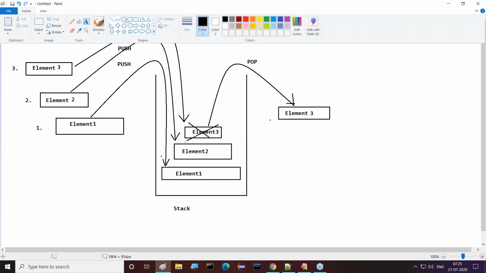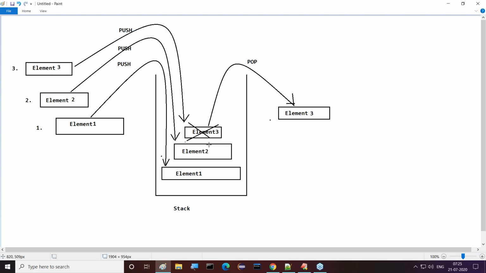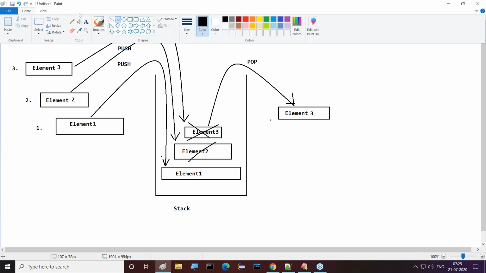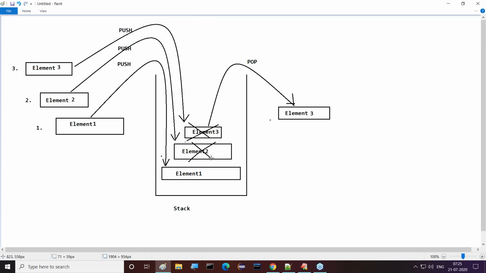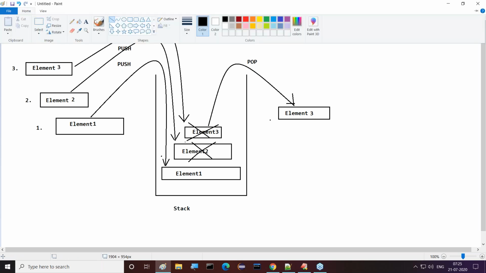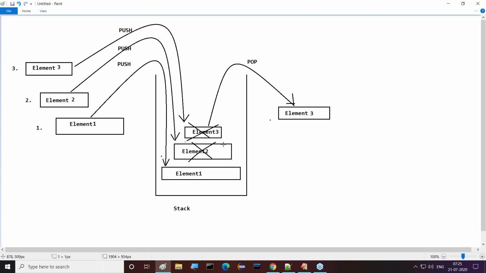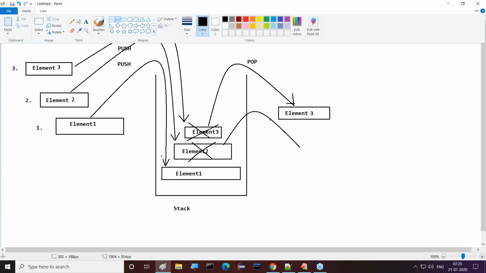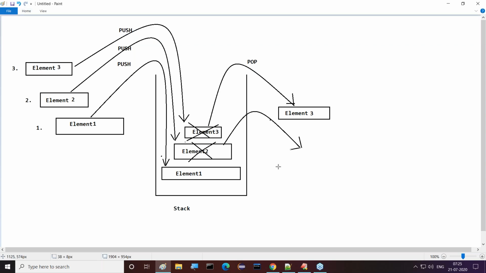Now tell me which element I have to pop next. Is it possible to pop only the second element or not? Here I'm able to pop the second element, not the first element. Now this is another pop operation, and now I'm going to read from our stack. This is the second element.